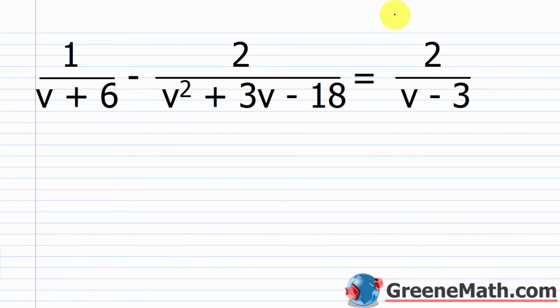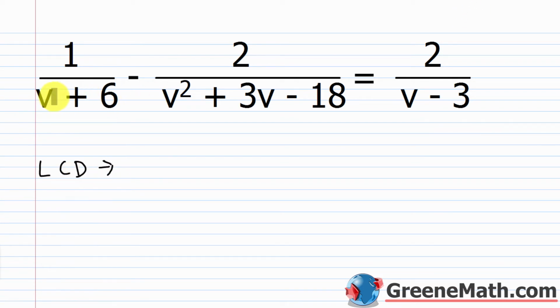All right, for the next one, I'm looking at 1 over v plus 6 minus 2 over v squared plus 3v minus 18. This is equal to 2 over v minus 3. All right, so this one's going to be a little bit more time consuming, but it's still not very hard overall. The LCD here is the first thing we want to find. So the LCD, what is that?